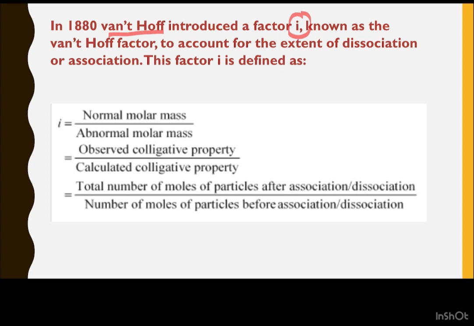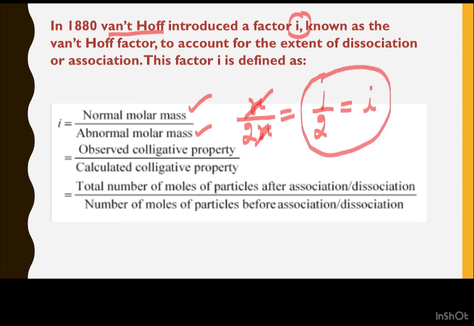By definition, if you go by the formula, it is normal molar mass divided by abnormal molar mass. Suppose the normal molar mass of a particular solute is X, but association is taking place and the molar mass is coming out to be 2X. That means i will be half, right? The mass is coming out to be double and I already have a correction factor 1 by 2. So that double value, 2 into the expected value, will be taken care of by this 1 by 2. That is why we are calling it a correction factor, right?